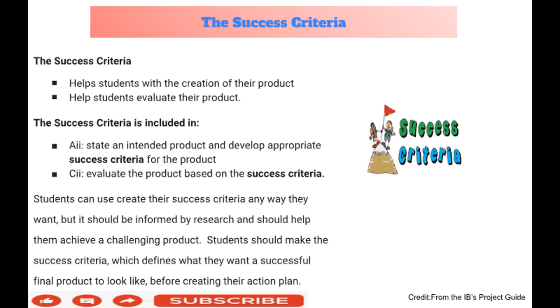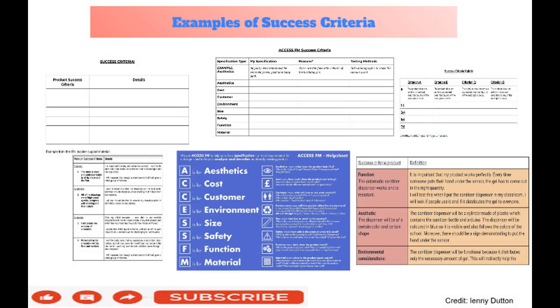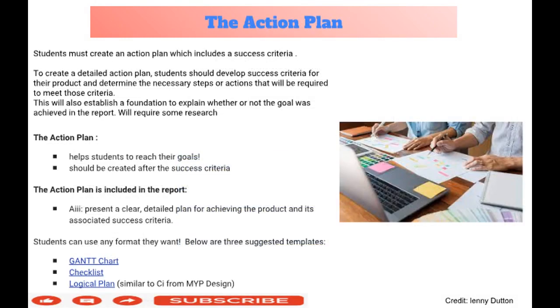Students should make the success criteria, which defines what they want a successful final product to look like, before creating their action plan. Examples of success criteria. The action plan. Students must create an action plan which includes a success criteria. To create a detailed action plan, students should develop success criteria for their product and determine the necessary steps or actions that will be required to meet those criteria.